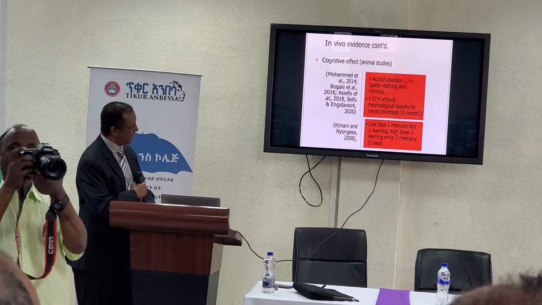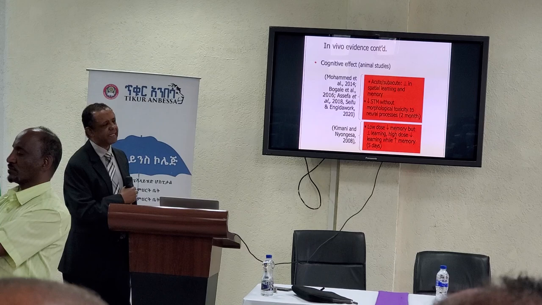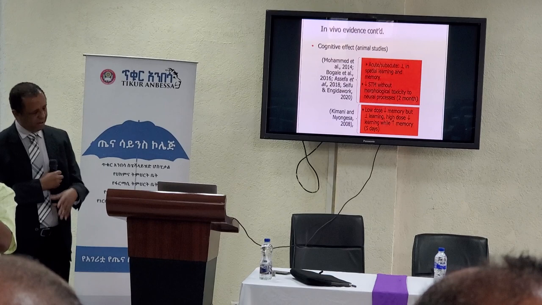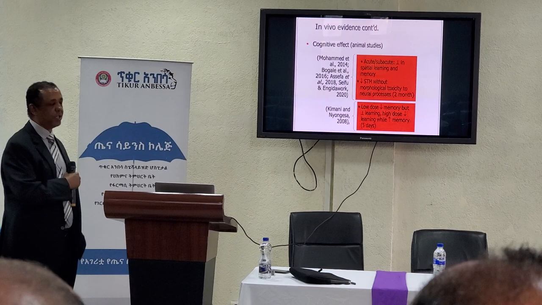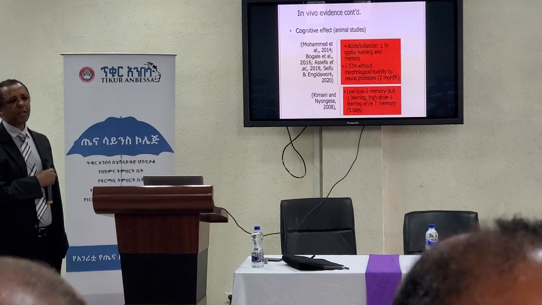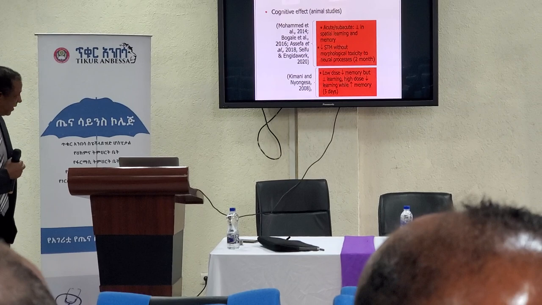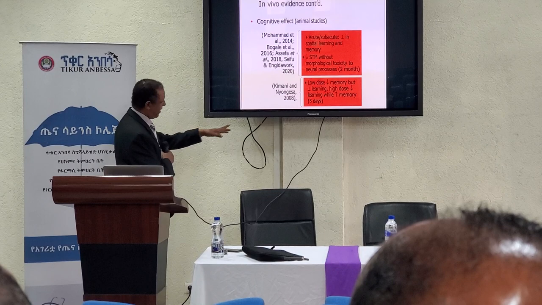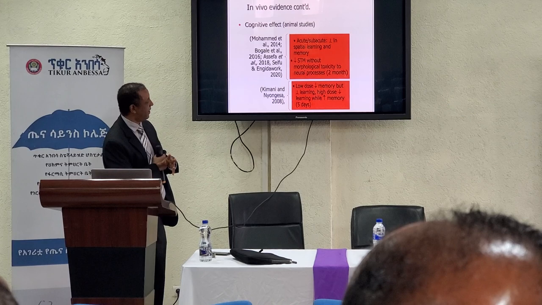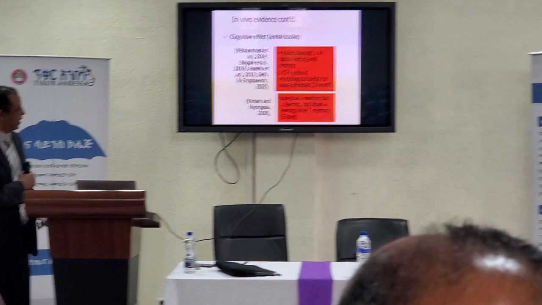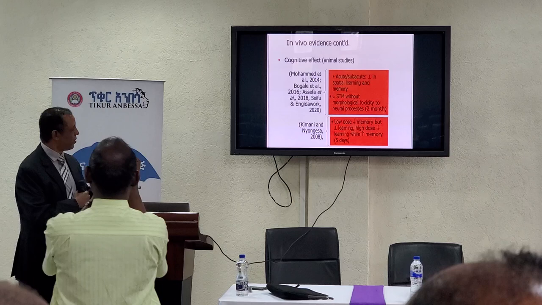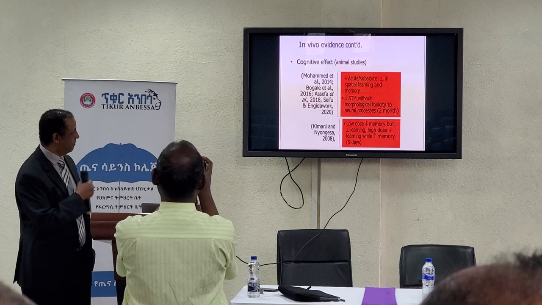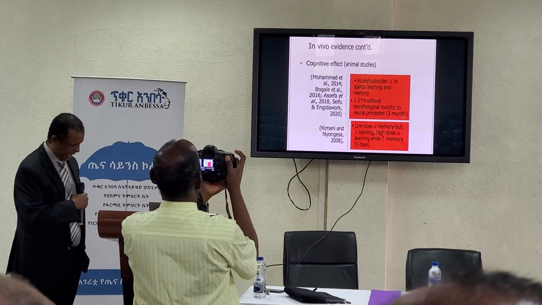We also did animal studies. Consistently, we didn't see any effect of khat on learning and memory during acute and subacute administration, but during subchronic administration, particularly after 2 months, we have seen a decrease in short-term memory without any morphological toxicity to neural substrates of the memory. In contrast to that, there is a Kenyan study. They showed a decrease in memory, no effect in learning, while with high dose, learning is decreased, memory is increased. So the animal studies seem to show conflicting data, but in our lab, we did several times and we didn't see any effect except on working memory.